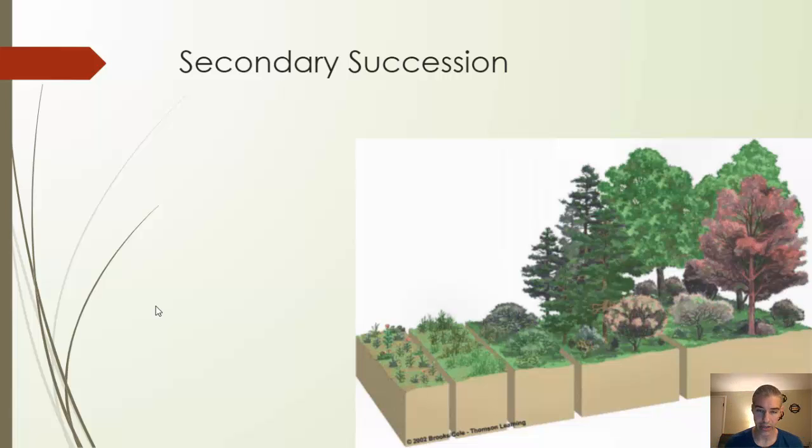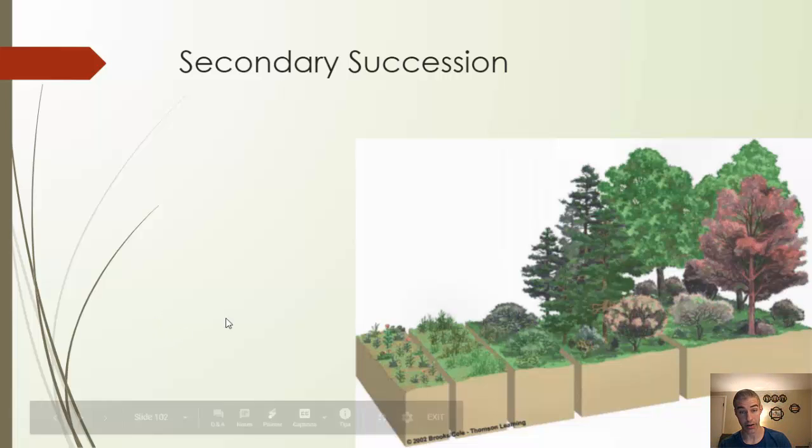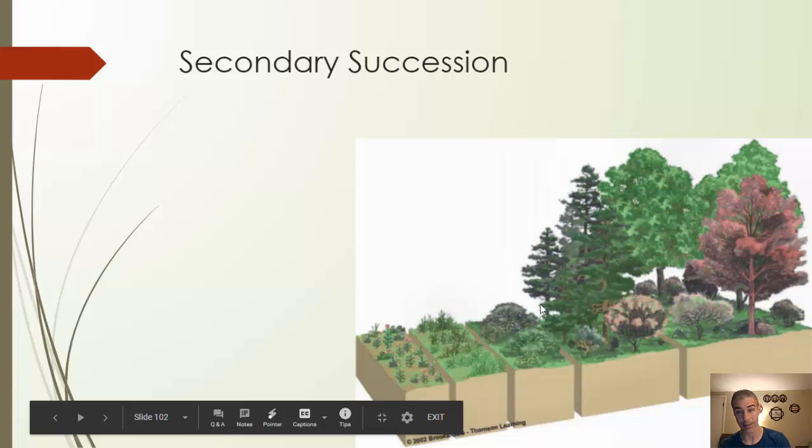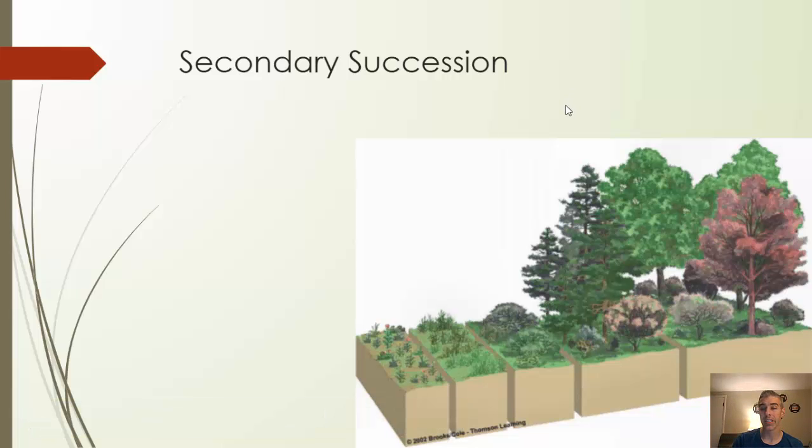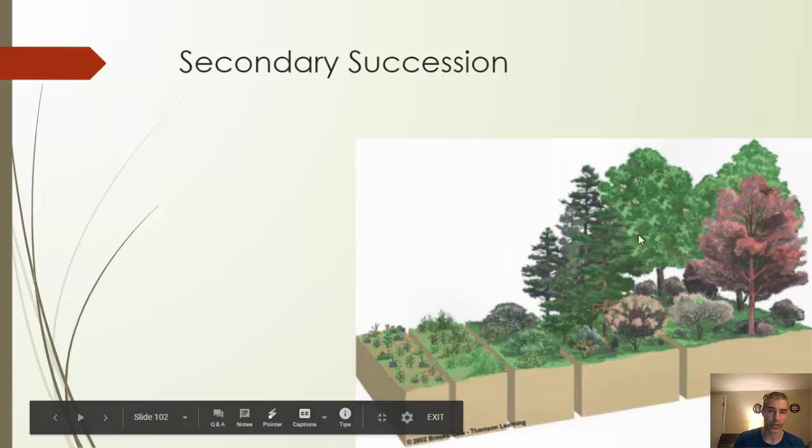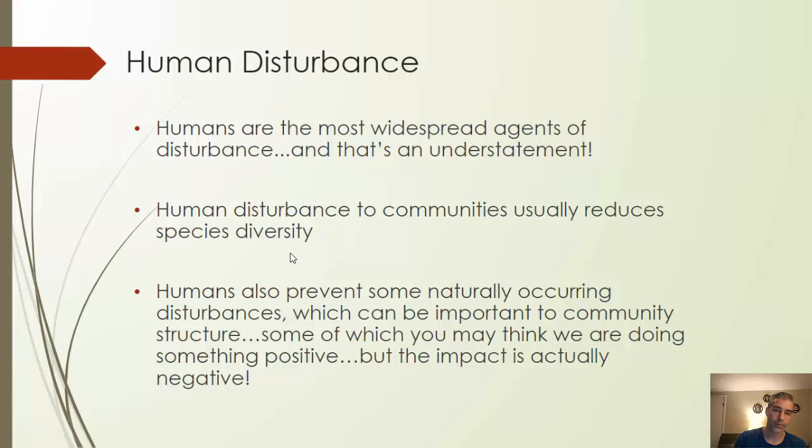Okay, and here's showing you secondary succession. Remember, the only difference is we start with soil already, so this process happens much faster. But still, the steps are the same. You still have R selected species here, more K selected species here.